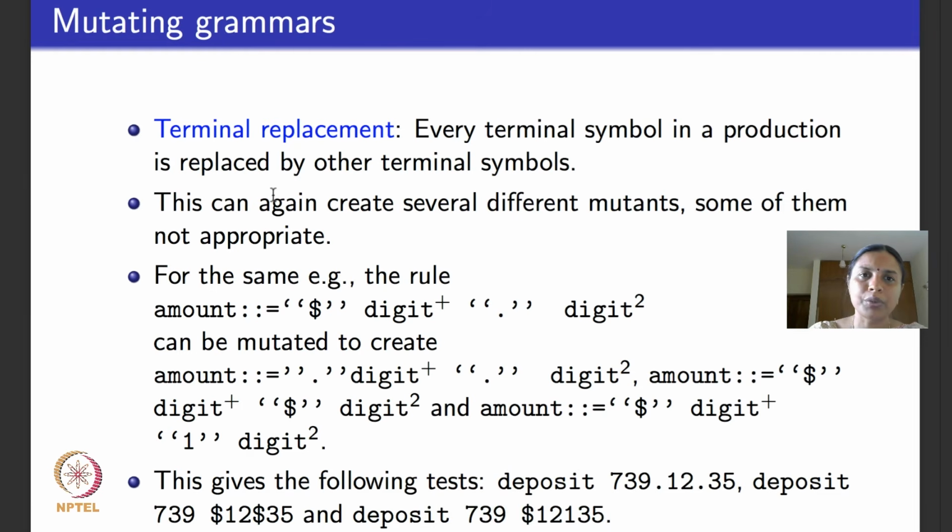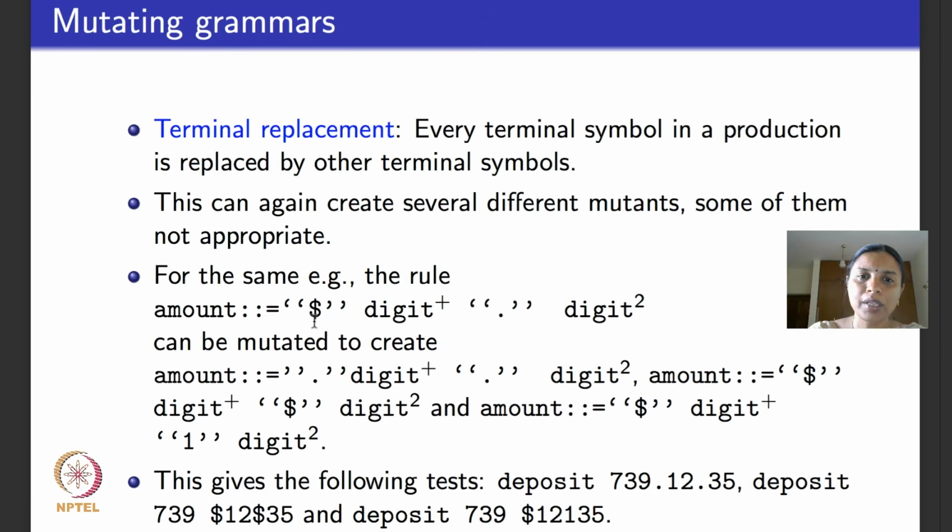The next rule for mutating grammars would be, instead of replacing non-terminals, you do terminal replacement, which means every terminal symbol in a production is replaced by other terminal symbols. Again, this is a very generic rule and can create several different mutants, some of them completely junk, inappropriate. It's up to us as testers to pick and choose the ones that we want wisely. For example, suppose I had this rule, which was also a part of the grammar: amount equals dollar and one or more digits followed by a decimal point followed by exactly 2 digits, which gave the amount that could be deposited or debited with reference to an account.